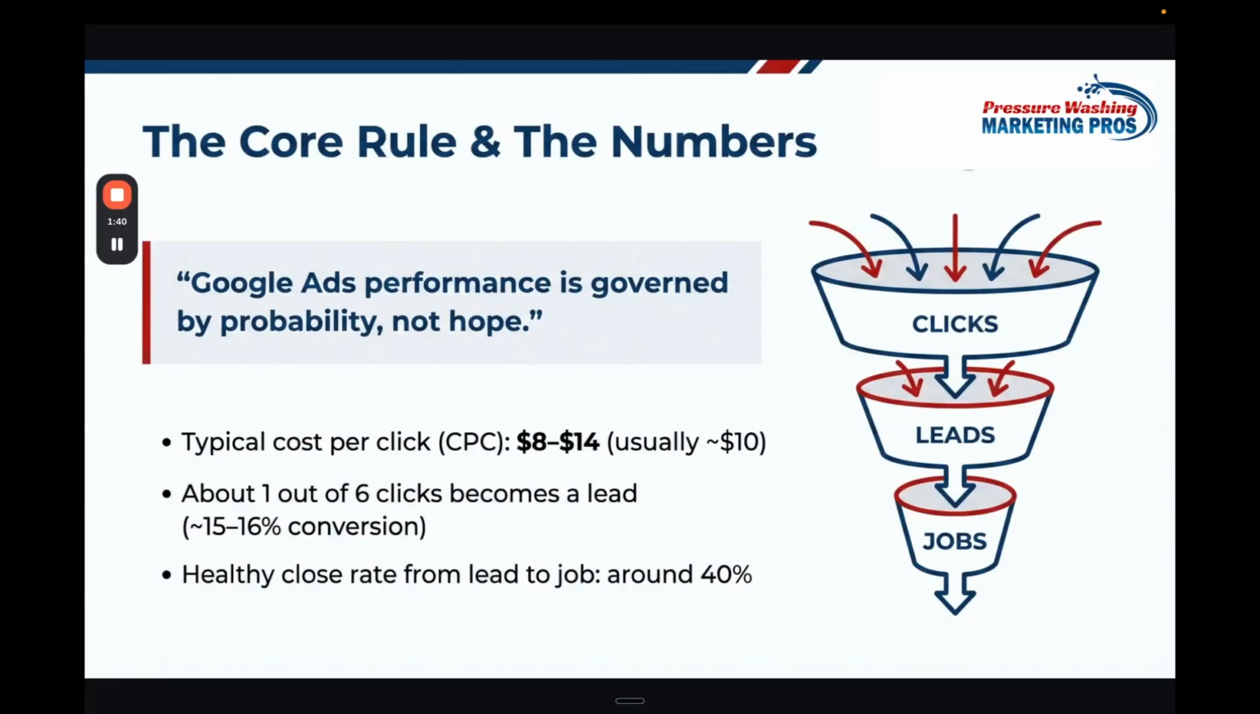A healthy close rate from lead to job is going to be around 40% for Google Ads. And some of you might say that is low, but you have to consider that these people don't really know your business at all. They're not a referral, they're not a past customer, so it's going to be a little bit more difficult to close these clients. Therefore, an average healthy close rate for these is going to be around 40%.